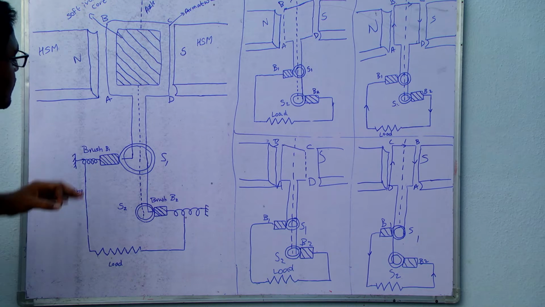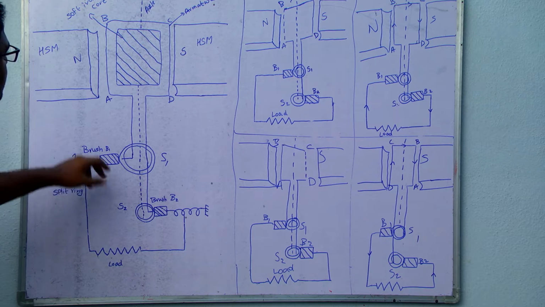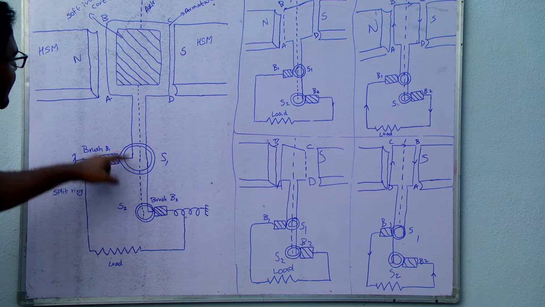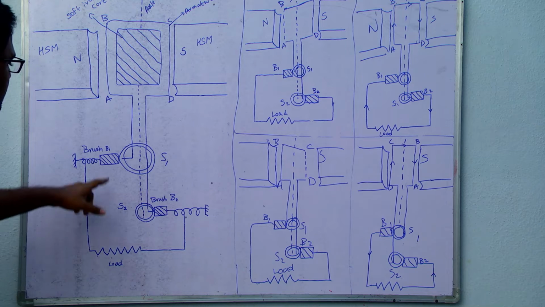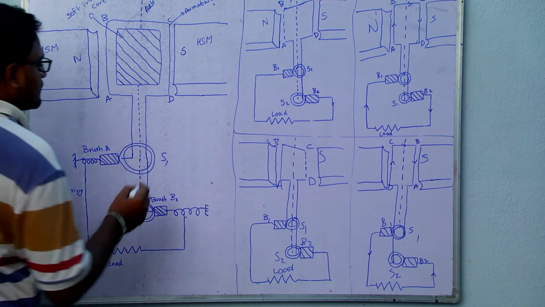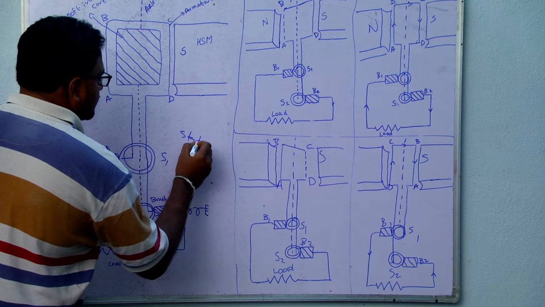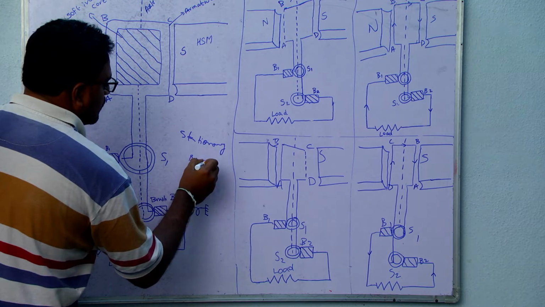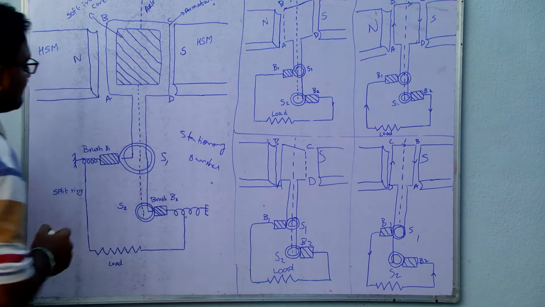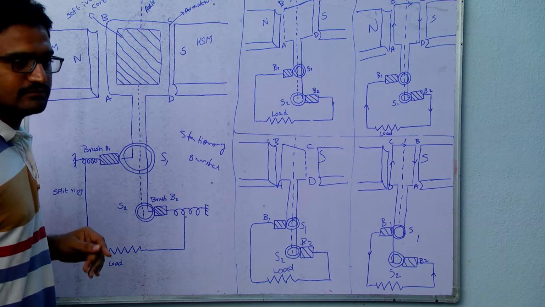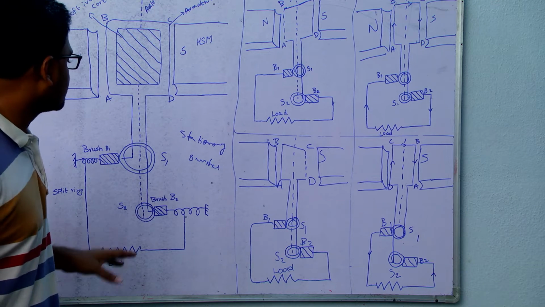Okay, here the important point we have to note is, when the coil is rotated, these split rings also rotate along with the coil, but not the brushes. The brushes are stationary, but the split rings rotate along with the coil ABCD.